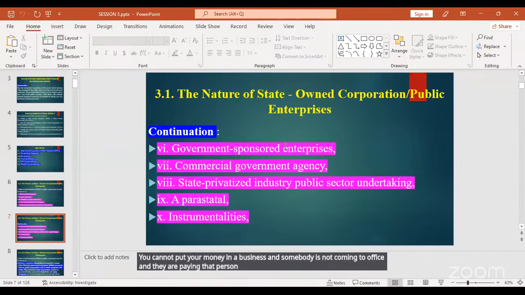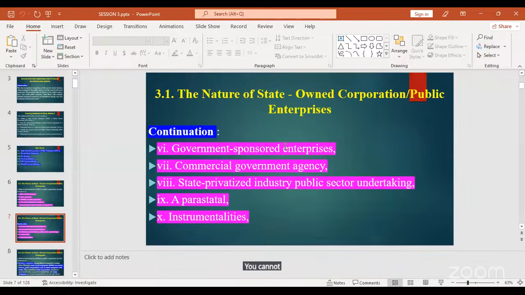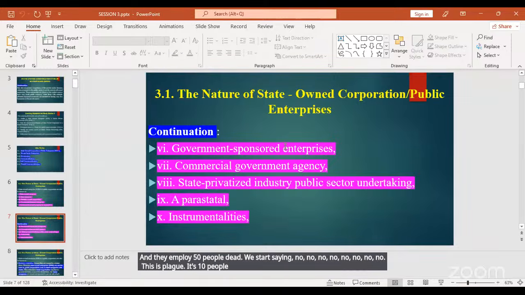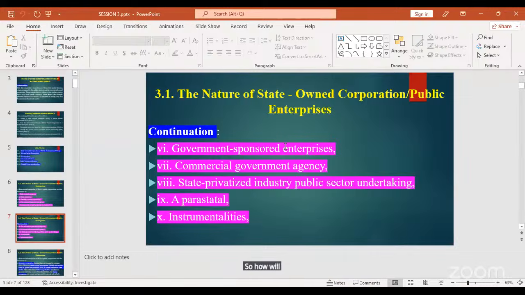You cannot own your business, where 10 people are meant to be working and they employ 50 people there. You would say, no, this place needs 10 people, employ them there. Unlike in government business, where 3 people are supposed to be, they employ 30 people to work there. So how will it run at a profit? How will it be able to survive itself?